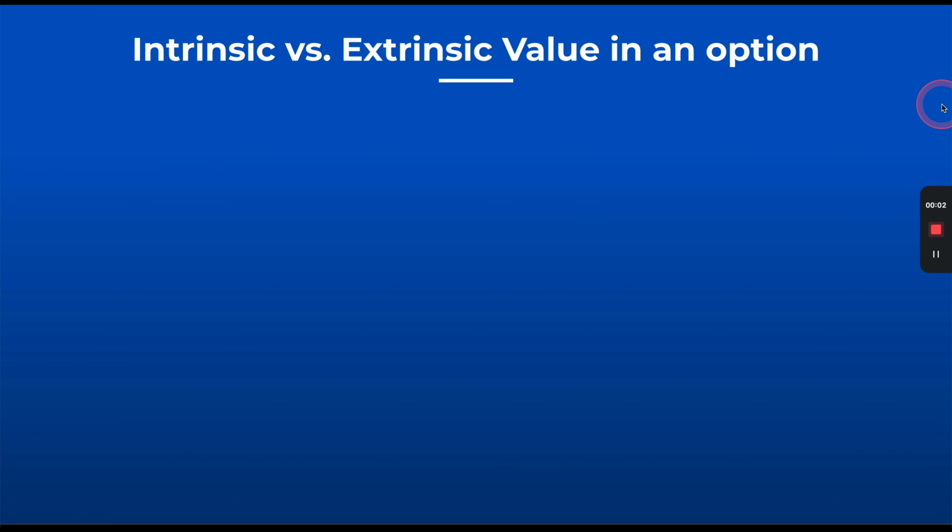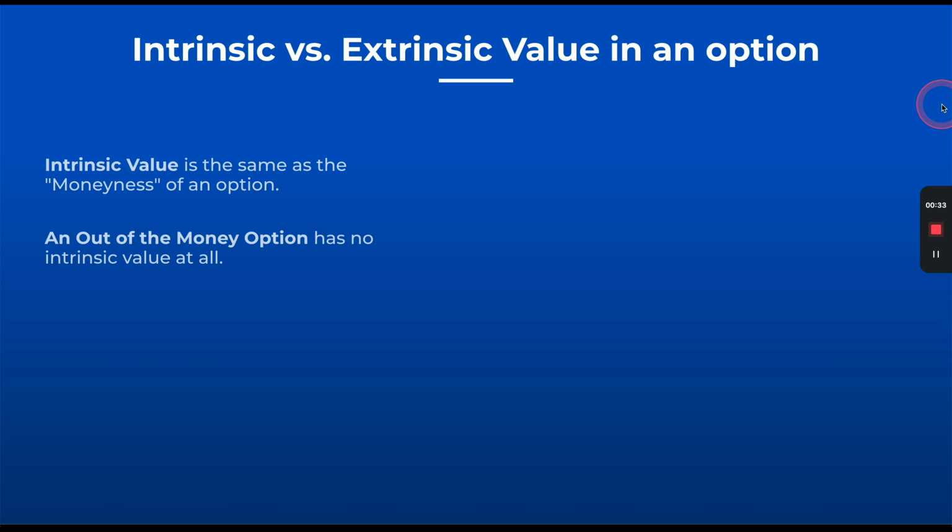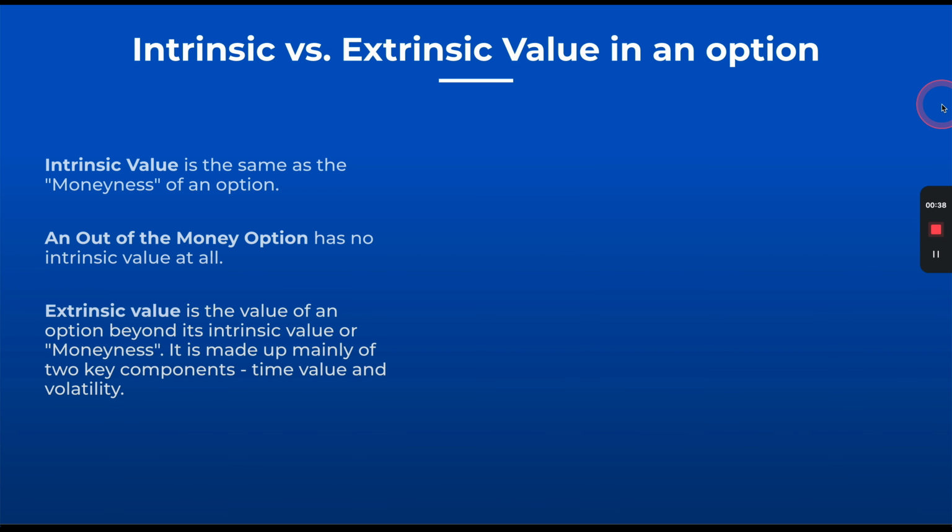Okay, as we launch into this discussion, it's going to be very important to have a good understanding of these two terms, intrinsic and extrinsic value, as they relate to options. I'm going to give you some definitions, and then I'll show you some examples and how those play out. The intrinsic value is the same as the moneyness of an option. Many times you'll hear people refer to an option as in the money, out of the money, at the money. An out of the money option has no intrinsic value at all. Again, we'll look at examples of this in a moment.